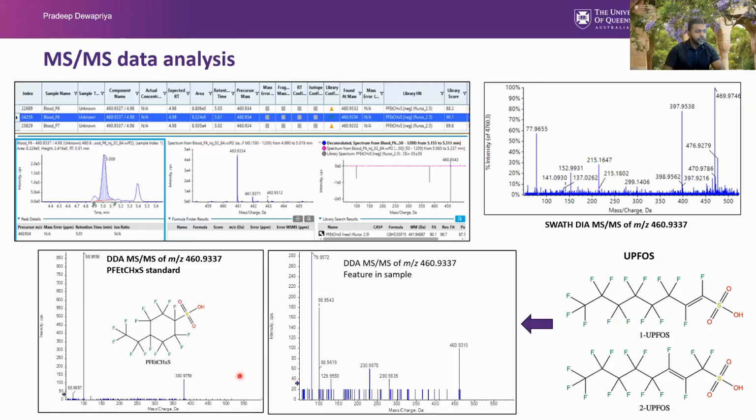These are the data-dependent data we acquired. With this data-dependent acquisition data, we confirmed that the feature we detected in our sample was not perfluoroethyl cyclohexane sulfonate. Actually, it's an unsaturated PFAS. So this is a good example to highlight the importance of careful analysis of MS data in suspect screening. Matching a compound to a monoisotopic mass is not enough to confirm the identification of a compound.